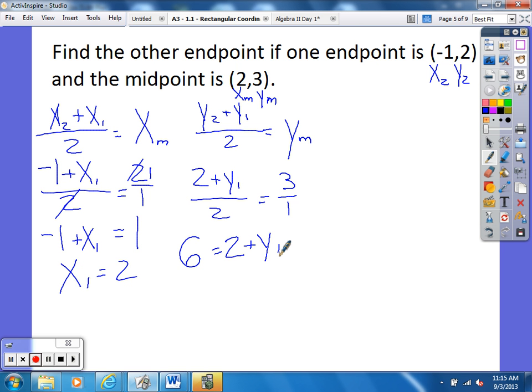And then all of a sudden Brandon said, well, wait, Ms. Z, I've got an easier way. They cancel out, which is fine. So if I solve this, I get y1 equals 4. So what's the other endpoint? 2, 4.